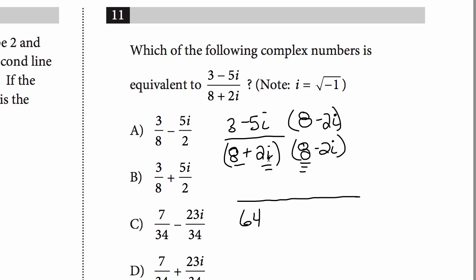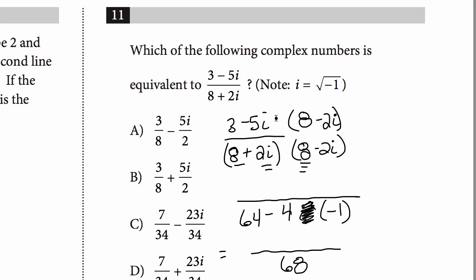When you go to do last with FOIL, 2i times -2i is going to be a -4i squared. And what is i? It's radical -1. And you square it, you just get -1. So this is really -1. So the bottom, you get 64 minus, that's a -4 times a -1, which is 4. So in the bottom, you get 68.